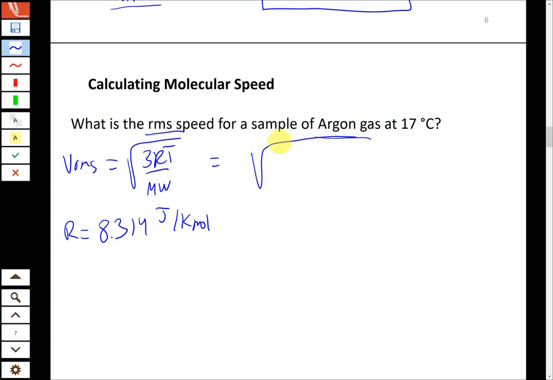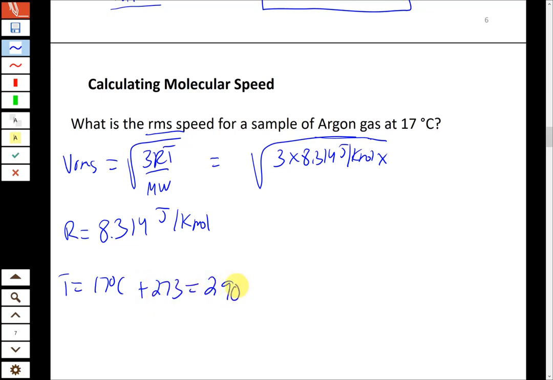All right, so 3 times R, which is 8.314, and then the temperature has to be in Kelvin for any of these calculations. So that's going to be 290 Kelvin, because the temperature is 17 Celsius. We add 273 to that, so we get 290 Kelvin. And then we're going to divide that by the molar mass of the gas.